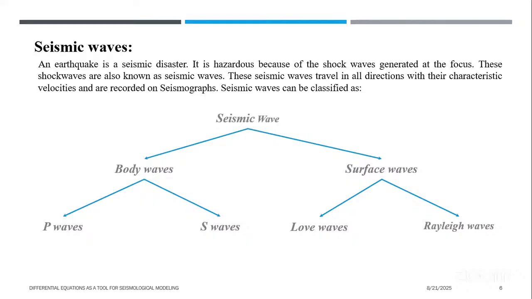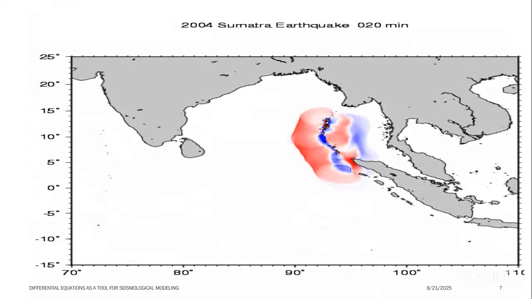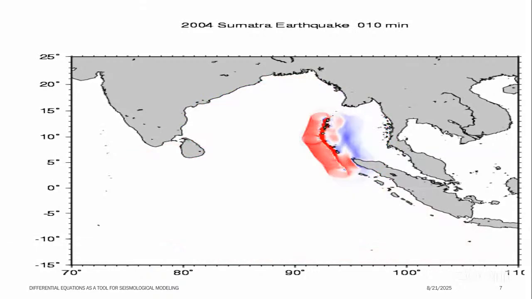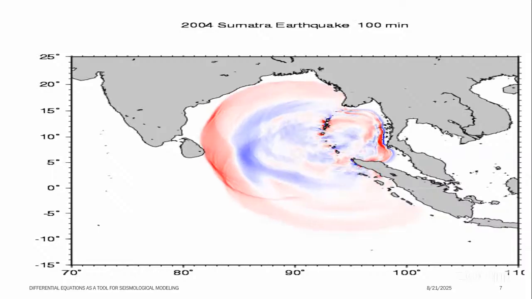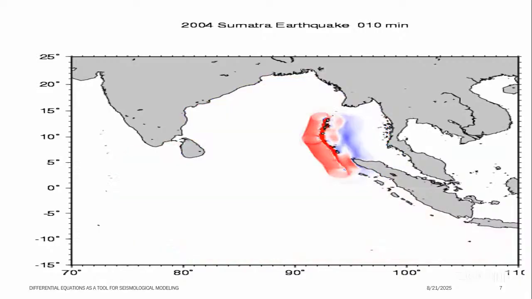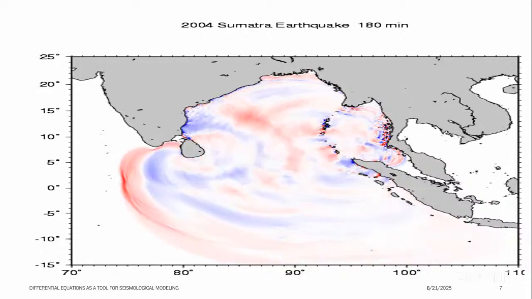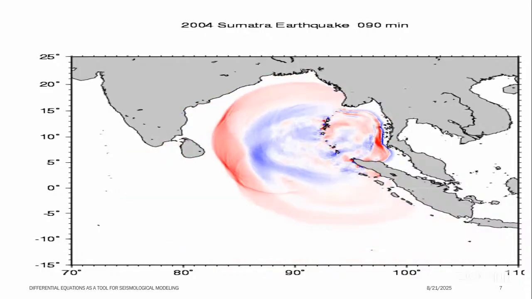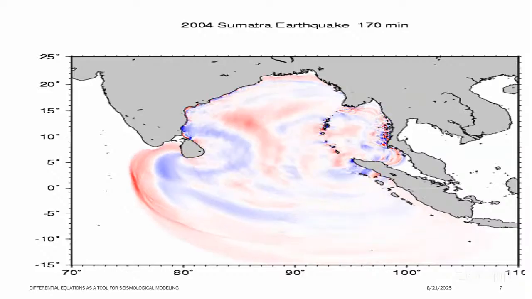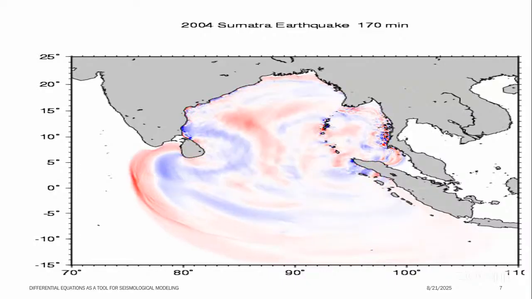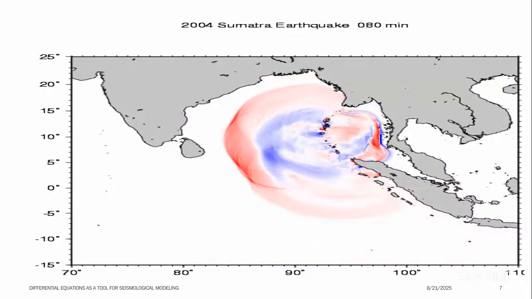We will try to have a look at these waves, how they travel and how they are recorded in the seismograph, by means of some animation. So this is the animation of the 2004 Sumatra earthquake. It's also called the Indian Ocean earthquake. The intensity of this earthquake was measured at around 9.1 on the Richter scale, and a lot of calamities happened on the eastern coast of India, especially on Marina Beach. That was one disastrous earthquake, and it led to tsunamis.